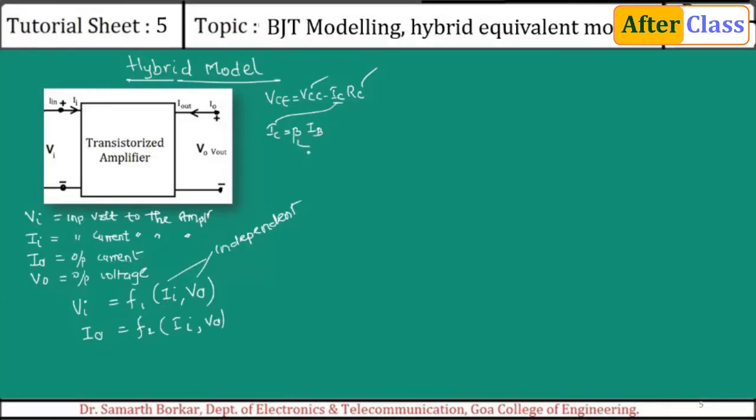This beta is normally given in the specifications of the transistors, or when you solve the numericals, this value will be provided. So what is unknown? IB. IB depends upon the input signal. Fine. So ultimately your output voltage, this is the output voltage across collector and emitter. This is how it is read. Voltage across collector and emitter is a function of IC.